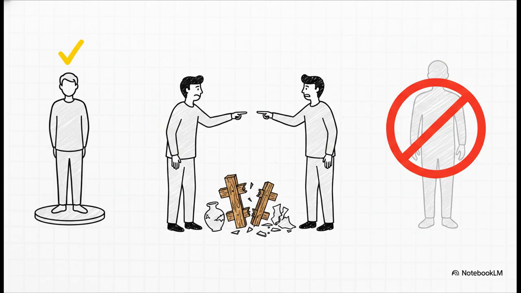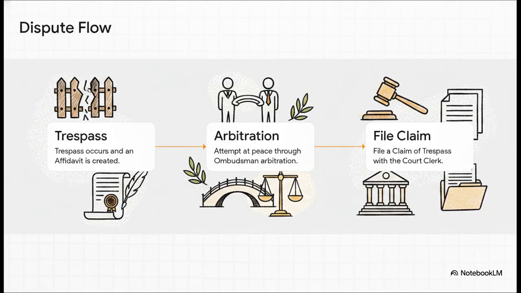Crucially, there must be an actual, identifiable, injured party. Someone literally has to stand up and say, this person harmed me or my property. Because of that strict requirement, the whole concept of a victimless crime just doesn't exist under common law. So, what happens when an injury does occur?